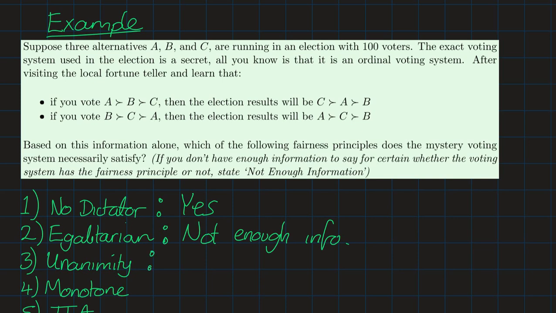Number 3, unanimity. If you recall, unanimity is the fairness principle which says that if every single voter votes in exactly the same way, then that's the outcome of the election. Well, we just don't know how other people are voting in this example. There are 100 voters, and I have no idea how the other 99 of them are going to vote. So we can't test whether it's unanimous, because we don't know if there's a unanimous consensus. So again, not enough information.